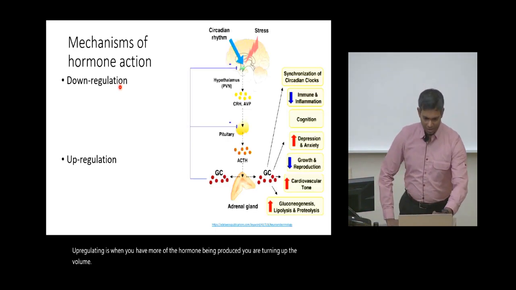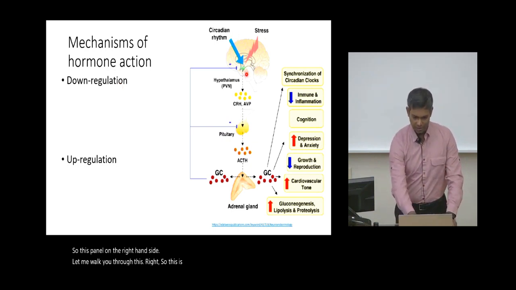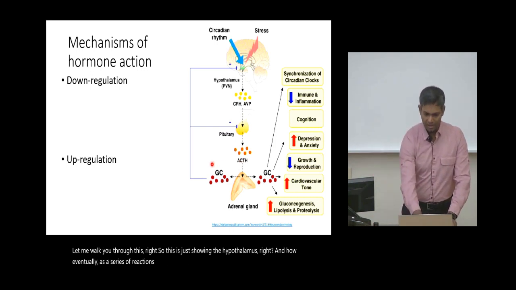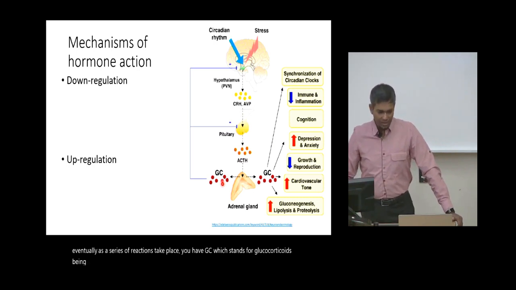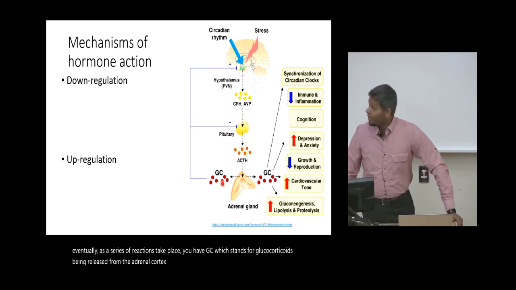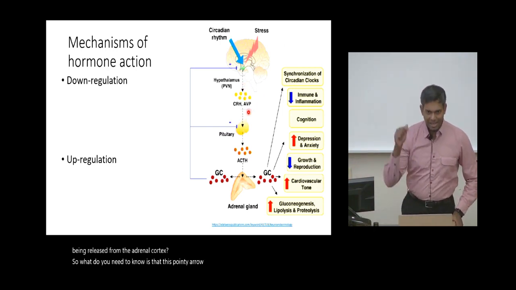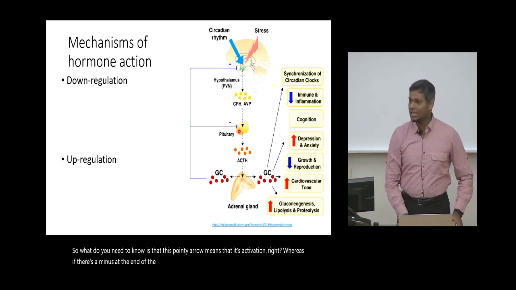So this panel on the right hand side, let me walk you through this, right? This is just showing the hypothalamus, and how eventually, as a series of reactions take place, you have GC, which stands for glucocorticoids, being released from the adrenal cortex. So what you need to know is that this pointy arrow means activation, whereas if there's a minus at the end of the arrow, it means inhibition.